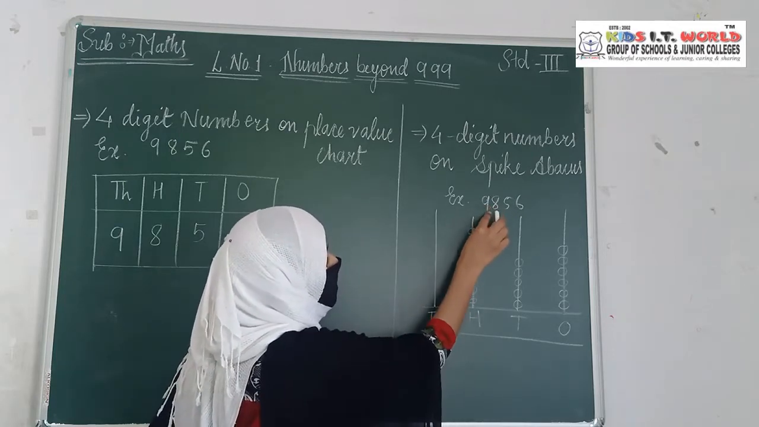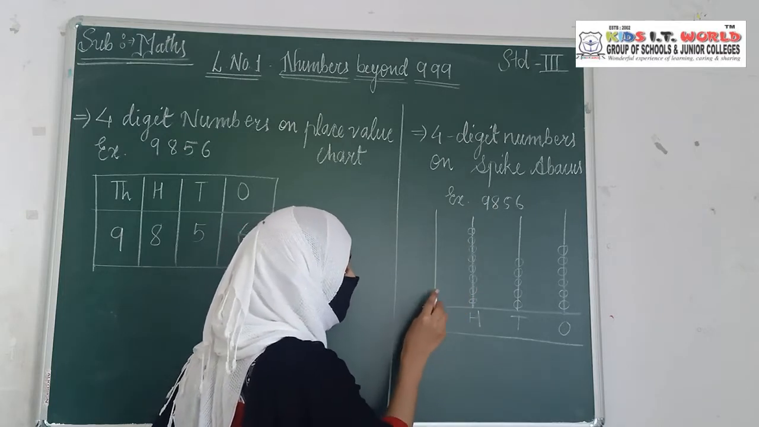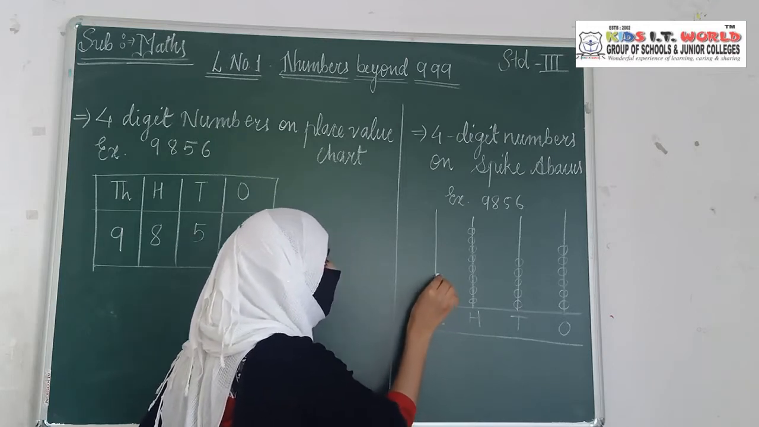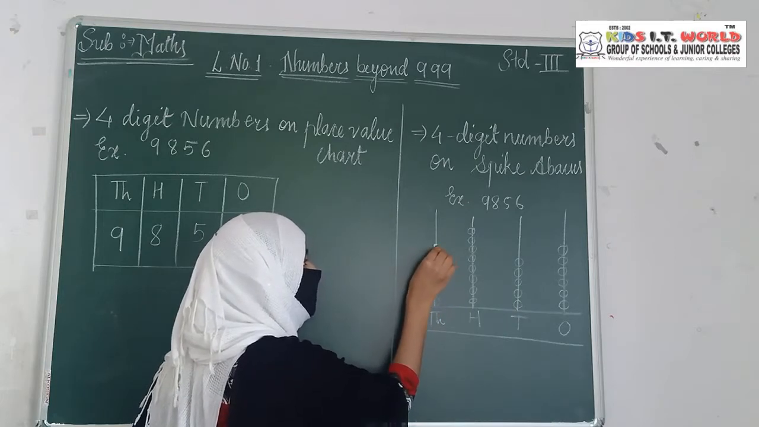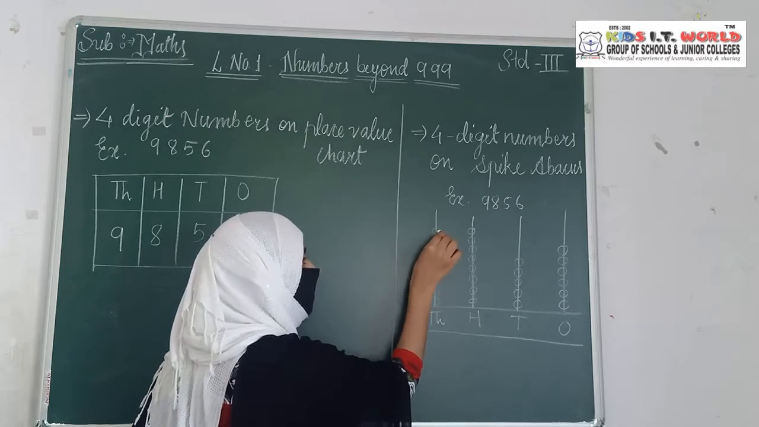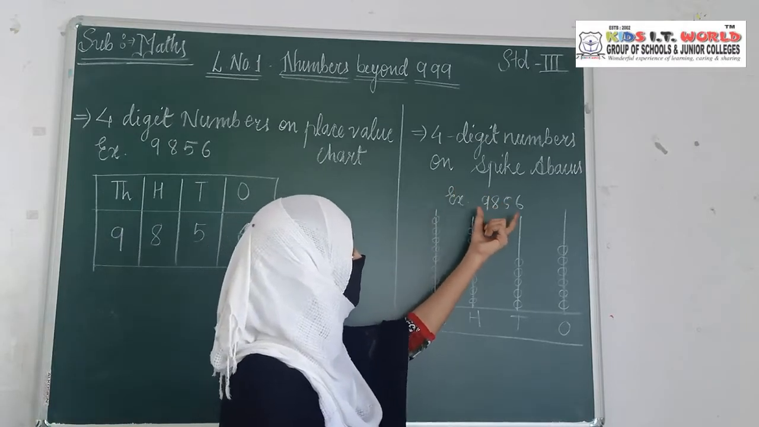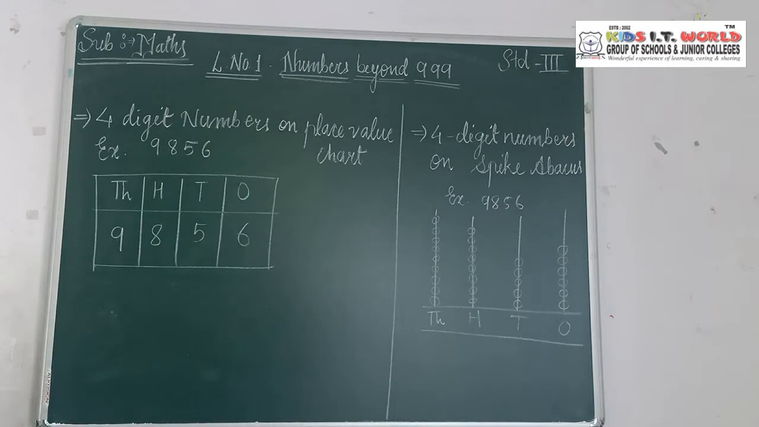Now the last value, thousands. Its value is 9. Now we have to represent it on the thousands with 9 balls. So let's draw 1, 2, 3, 4, 5, 6, 7, 8, 9. In this way you have to arrange this number on the abacus chart. So we have seen both systems, that is how to represent the 4 digit number on the place value chart and how to represent it on the spike abacus.